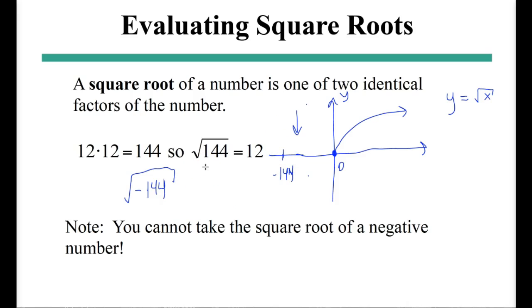For those of you that are familiar with complex numbers, the answer to this would be 12i. You can watch my videos on complex numbers to get a sense for that, but it's out of the scope of what we're doing here. The main reason is that this is what the graph of the square root of x is, and the answers that we get are what we call principal roots.